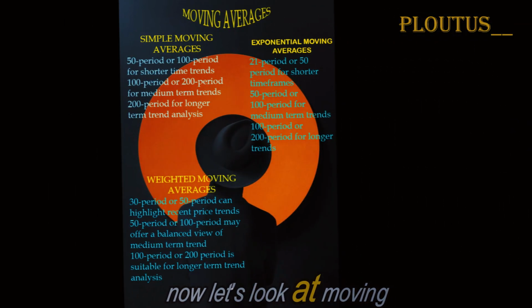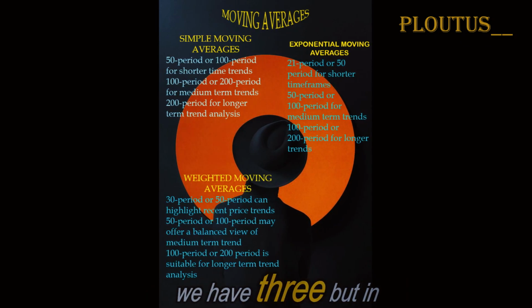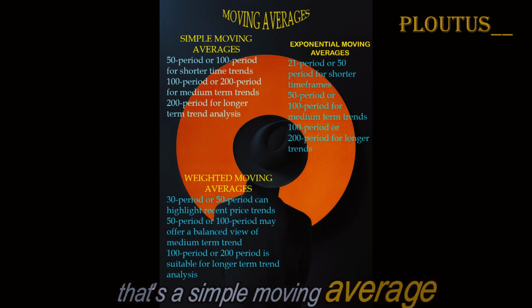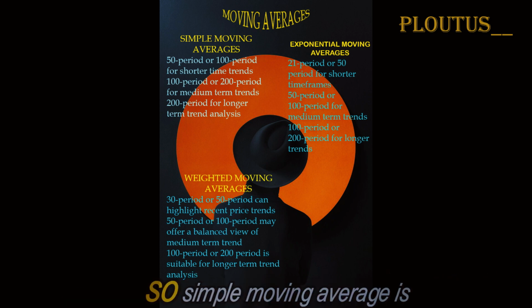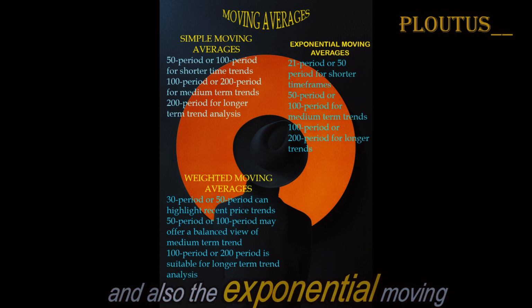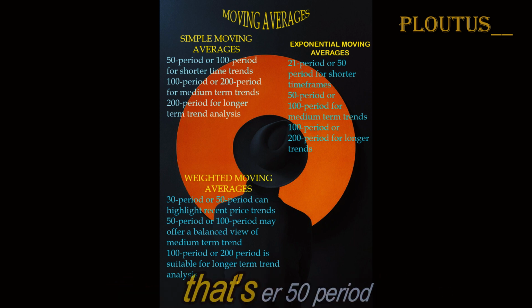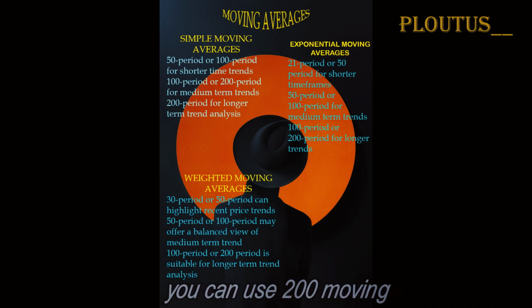Now let's look at moving averages. As you can see on your screen, we have three, but in essence we have four, but I'm going to touch on three. That's a simple moving average, exponential moving average, and weighted moving averages. Simple moving averages and also the exponential moving averages, basically the optimal settings for them are the same. That's a 50 period moving average to capture short time trends. For medium term trends, you can use 100 or 200. And for long term trends, you can use 200 moving average.